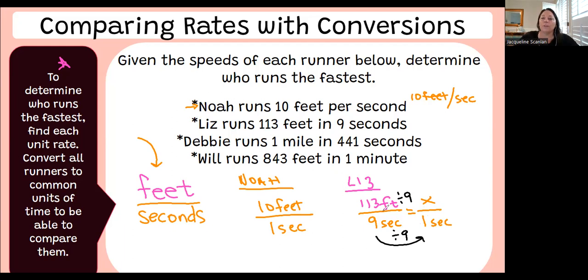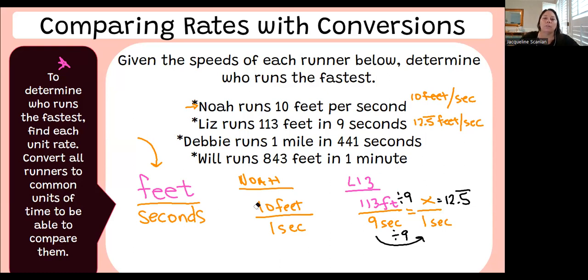Okay, and if I brought that over to Desmos, my answer would be 12.5 repeating. Okay, so what does that mean? Well, that means that Liz runs about 12.5 repeating feet per second. So already I can tell that Noah is running faster. I have to repeat this process for Debbie and for Will.